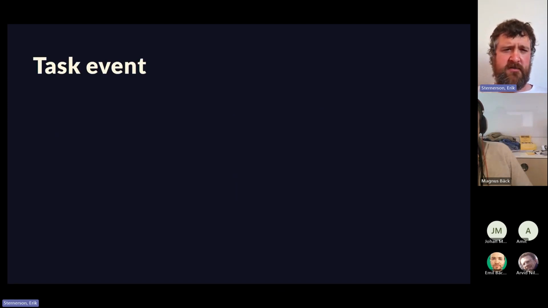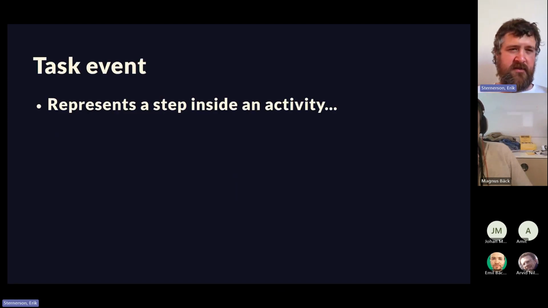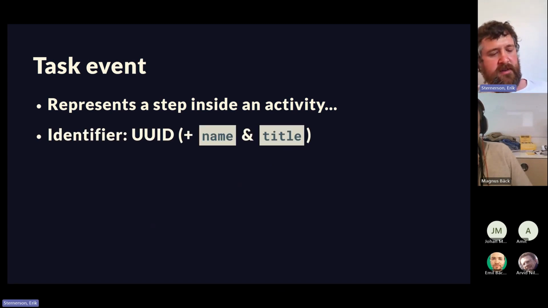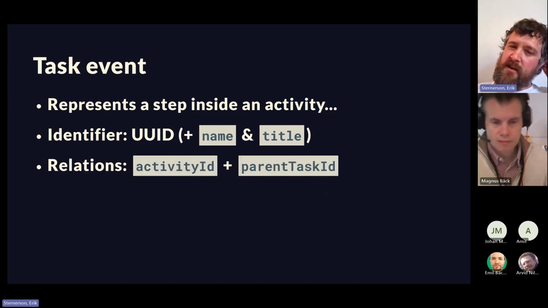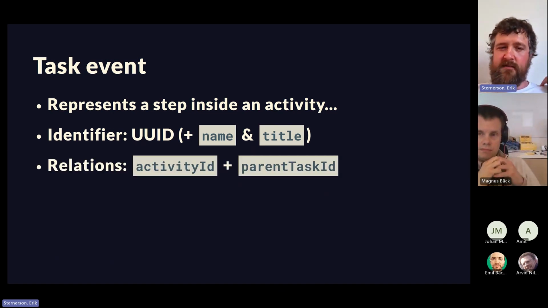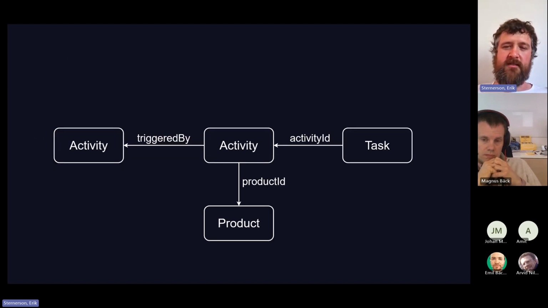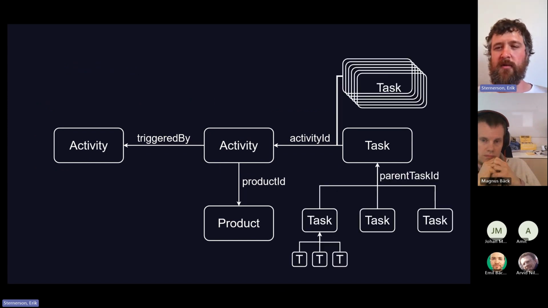When we come to tasks then, a task is a step inside an activity, and it's also identified by a UUID plus a name and title for visualization. It has two relations. First, what activity it belongs to, and then if it's part of some tree structure of tasks. If we look at a simple activity that only has one task, then we just send the task and activity ID, but it could be more complex than that.